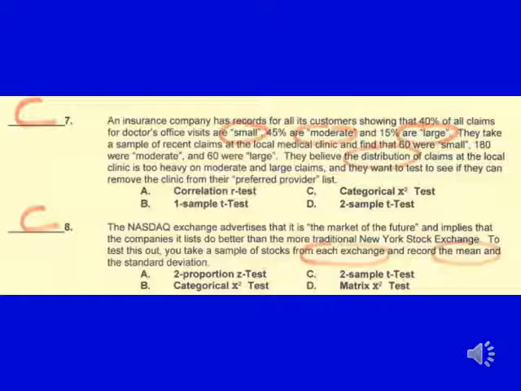The next one, we know the mean, and that's like the average, and the standard deviation of 2 different stock exchanges. And so that's why it's a 2 sample t-test. It's going to end up being C.